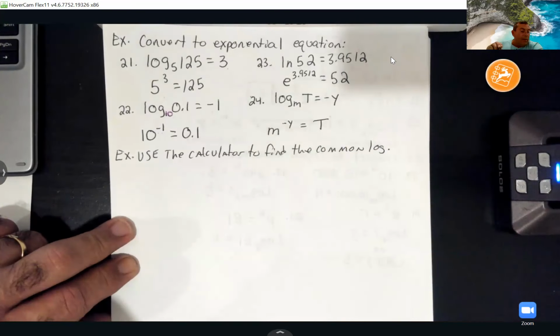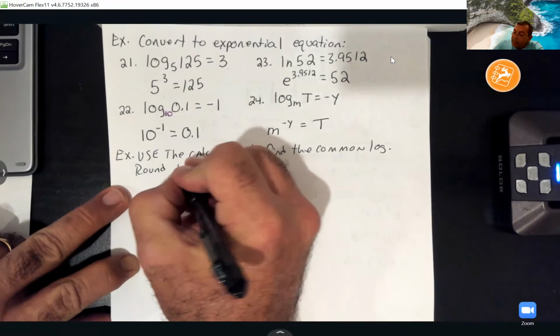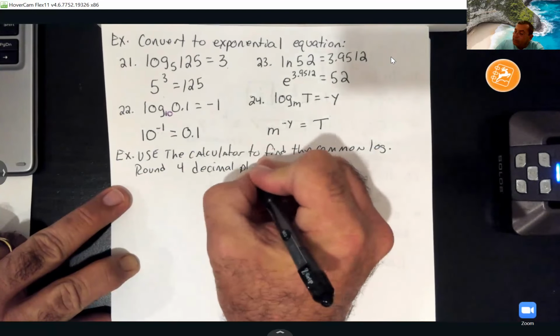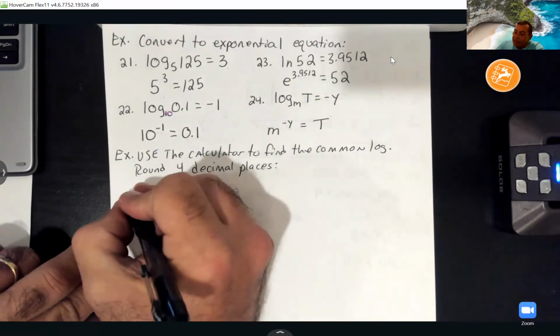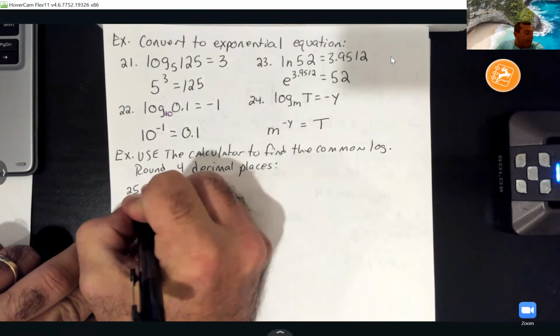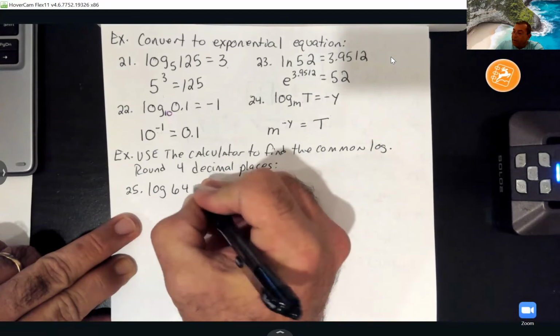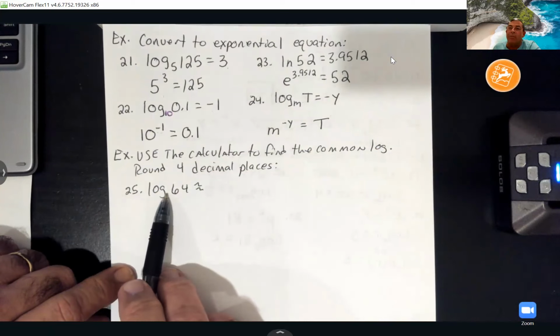Now, round it to 4 decimal places. Okay, y'all. So these start at what? 25. Log of 64. Now think about it. There's not a base here. What would it be?